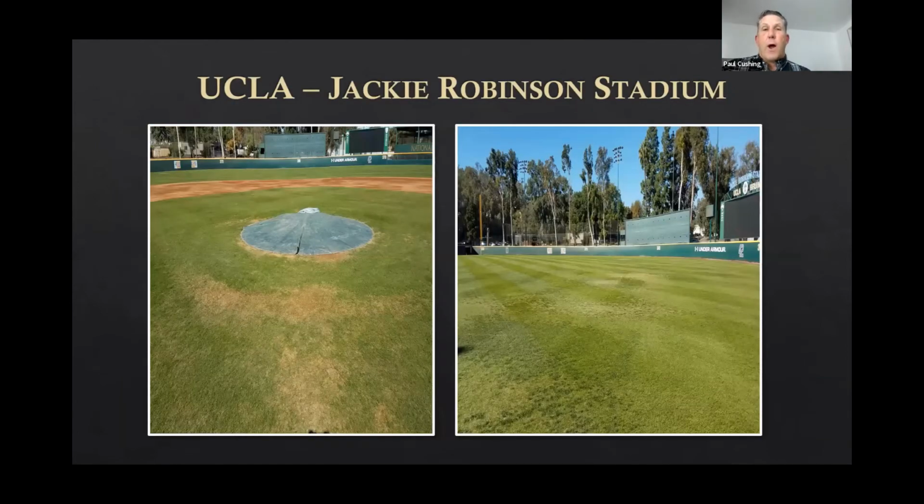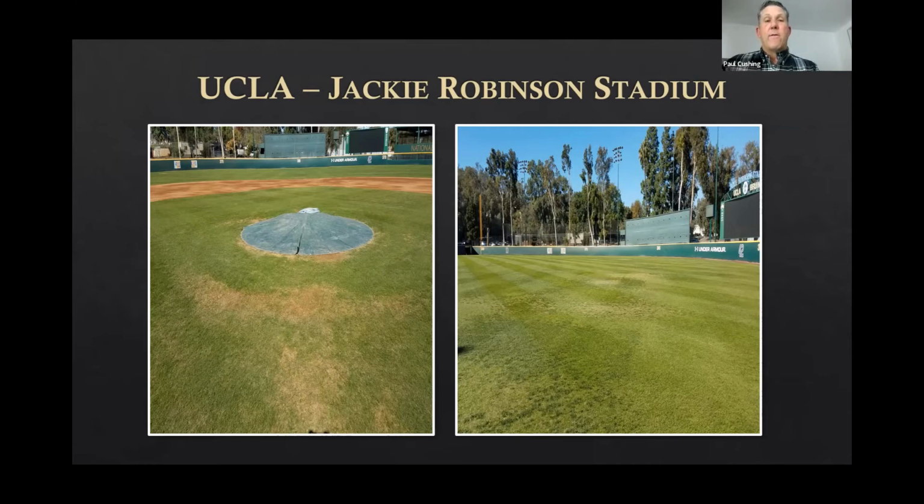This is UCLA's Jackie Robinson Stadium, home of UCLA baseball. This is a really cool baseball facility. They host a lot of NCAA regionals because UCLA is so good. The picture to the left is at the end of their baseball season, and a lot of wear, that's where they put their portable pitching mound. They throw a lot of batting practice from that area, so you can see the field worn out. The picture to the right was an attempted overseed. They had started to overseed that field and didn't get a very good take. You can also see some irrigation issues in the middle of all that.